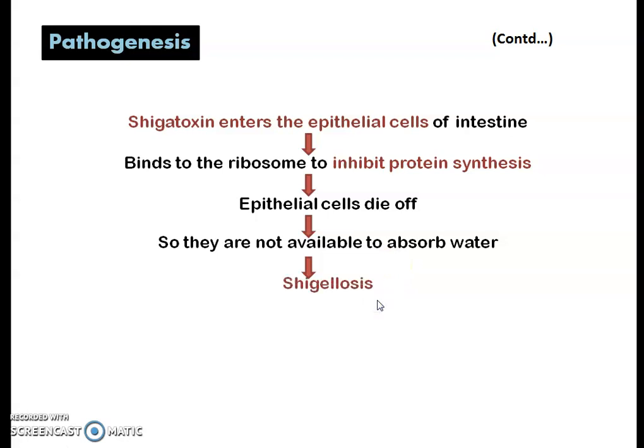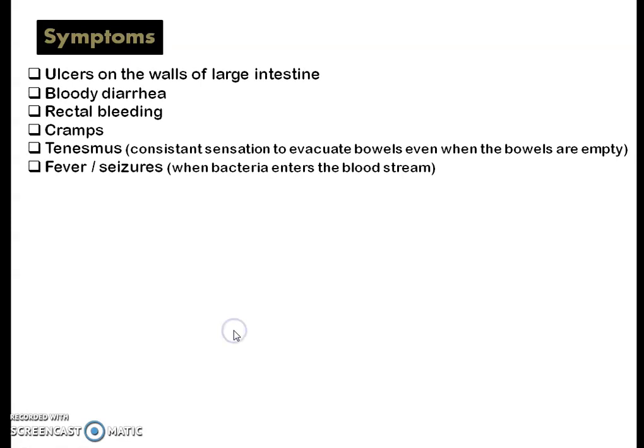Then shigellosis occurs. Then coming to the symptoms, they produce ulcers on the walls of the large intestine. The shigellosis is characterized by bloody diarrhea.